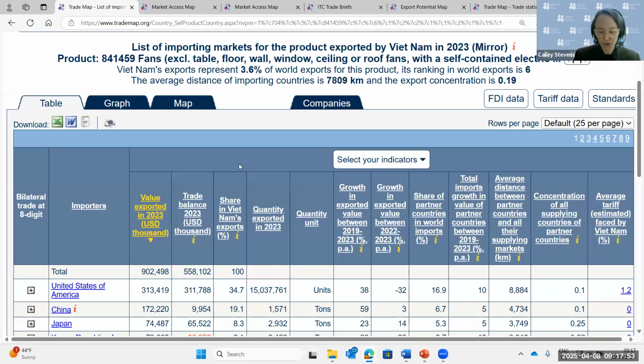Now, prior to March 12th, this product faced a 2.3% MFN tariff in the US market, like we saw in that chart in the beginning. But after March 12th, this product is now subject to an additional 25% tariff that's assessed on the aluminum content of the product. And we are now going to move to market access map so we can see how the tariffs applied to this product in the US market have changed.